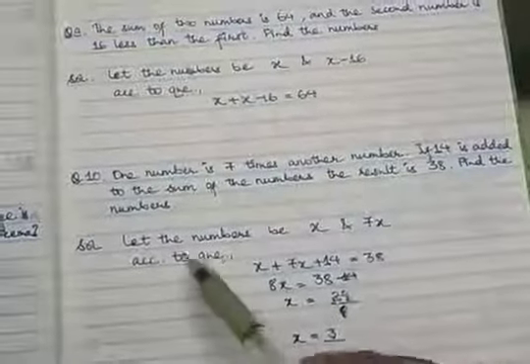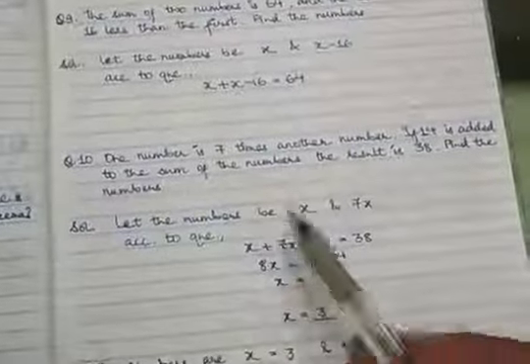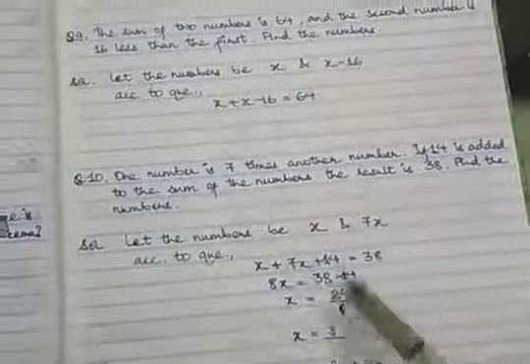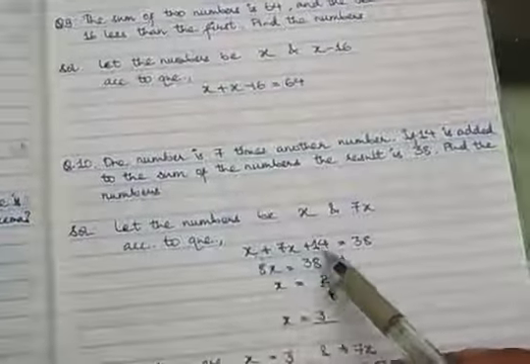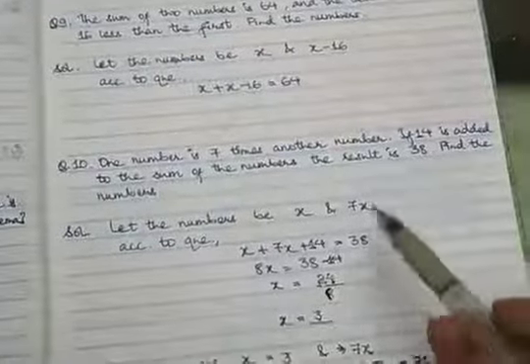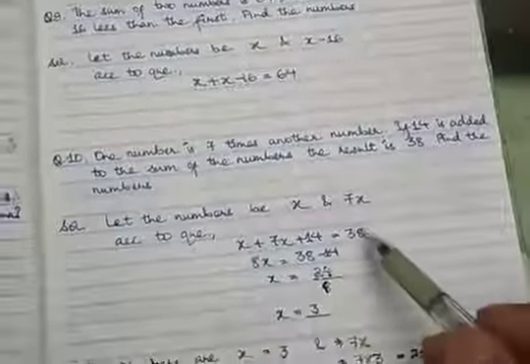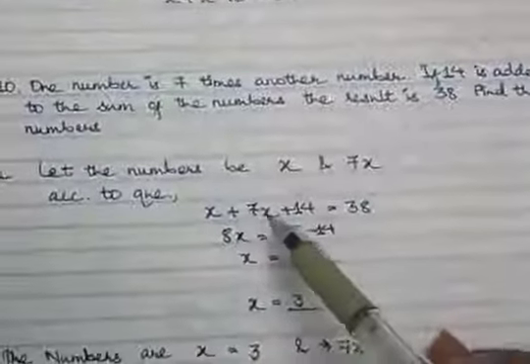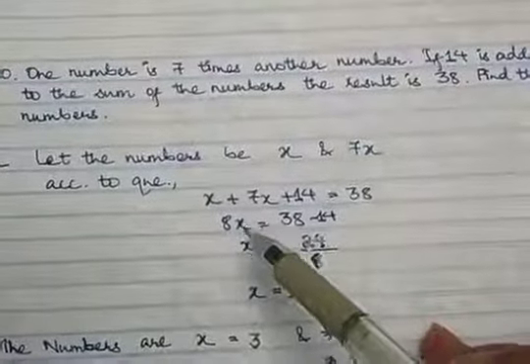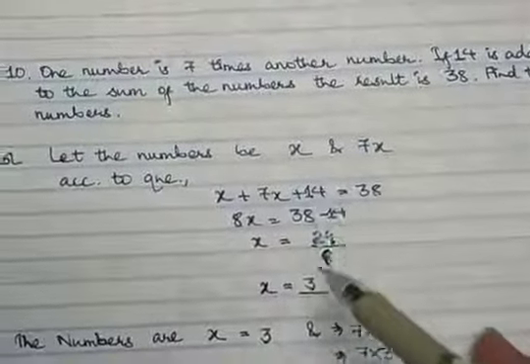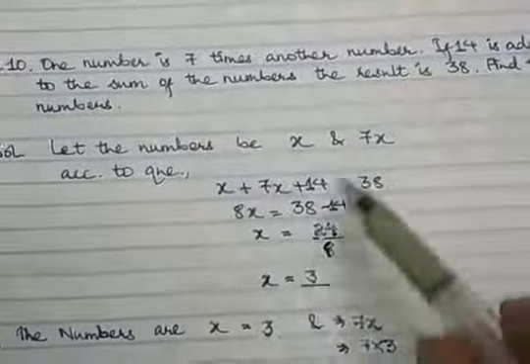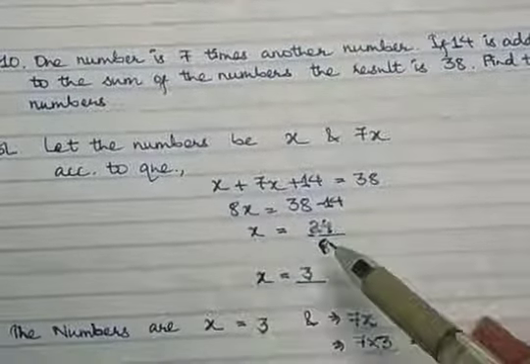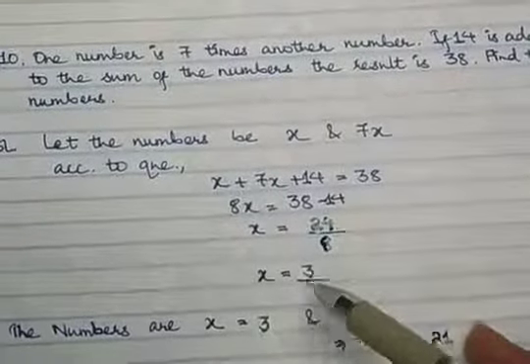So 7x. See. Now according to the question, if we add 14 to the sum of the numbers, that is, if you add those two numbers and add 14 to it, so that is what I have done here. x plus 7x plus 14, the result will be 38. See, it will be equal to 38. So that's what I've written here, equal to 38. Now you know the step, isn't it? The like terms, x plus 7x is 8x. 14 goes to the other side, it becomes minus. Now 38 minus 14 is 24. That's what we know, isn't it? Now 8 multiplication goes to the other side, division. So 8 times 3 is 24. So we got x as 3.